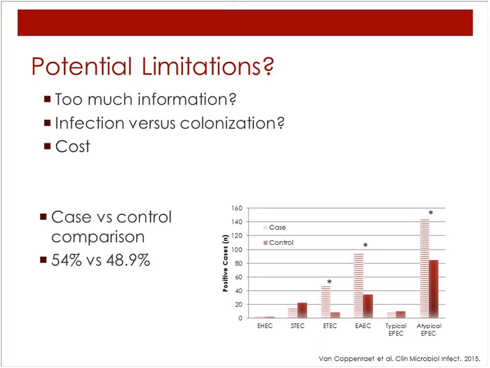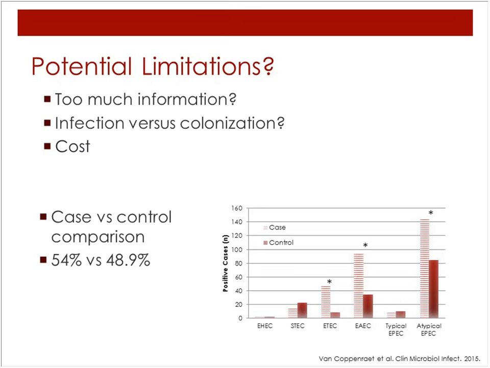In line with the first two limitations and the question about clinical utility, stool samples from subjects with and without GI complaints were investigated using internally controlled multiplex real-time PCR, so it was a lab-developed method. And the positivity rate and the relative detectable loads were analyzed for the two groups. What they found was that in the control group, or in the healthy individuals, 54% of the patients were positive for some sort of target. And in the case patients, the ones that actually presented with symptoms, 48.9% were positive.